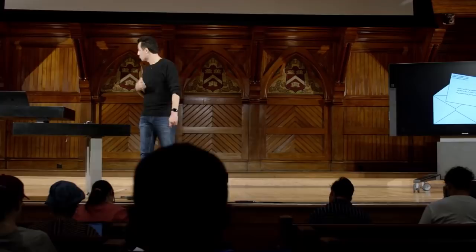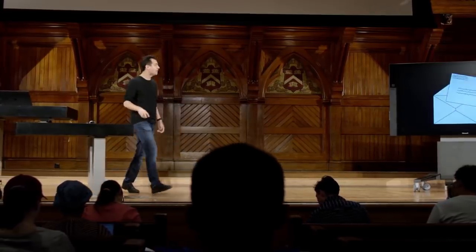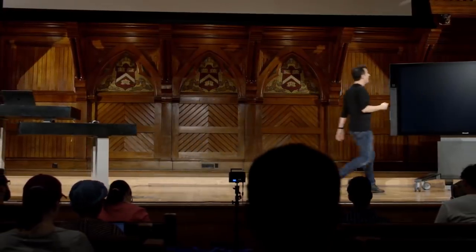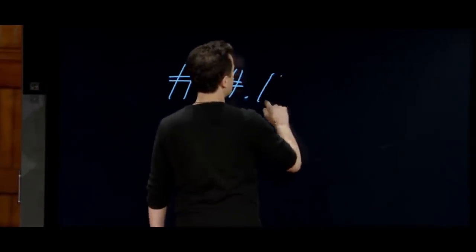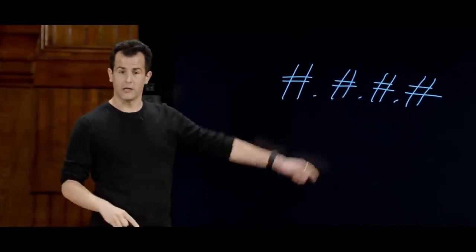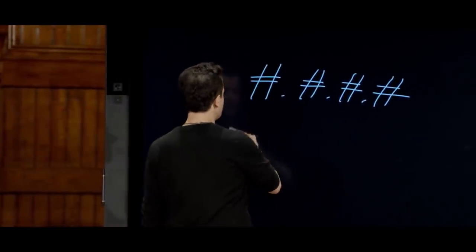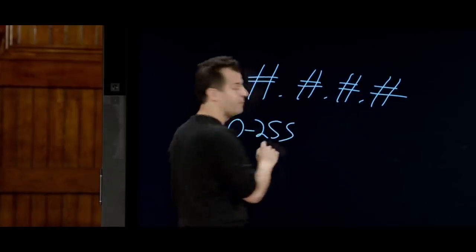Computers have what you probably know as IP addresses, Internet Protocol addresses. And this just means that humans decided years ago that every computer on the internet is going to have a unique number identifying it. And that number is generally of the form something dot something dot something dot something. And as it turns out, each of these somethings between the dots is a number from 0 to 255.